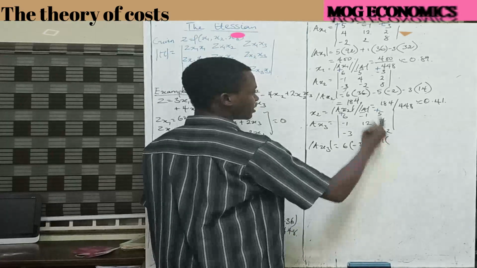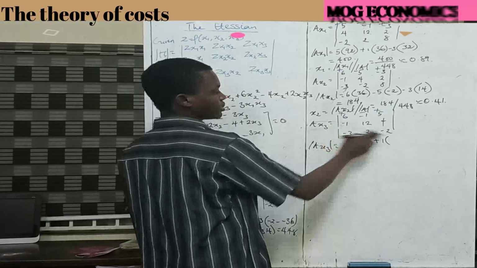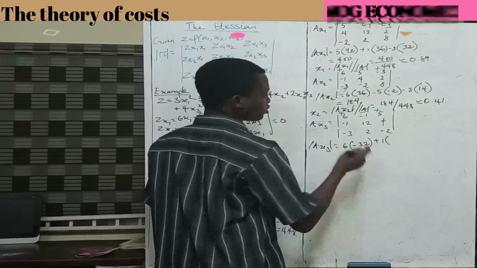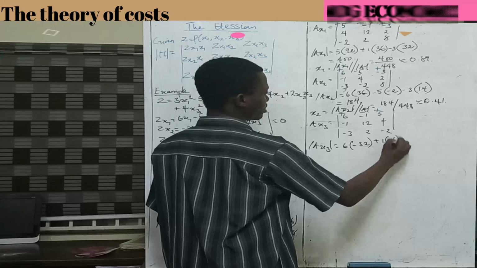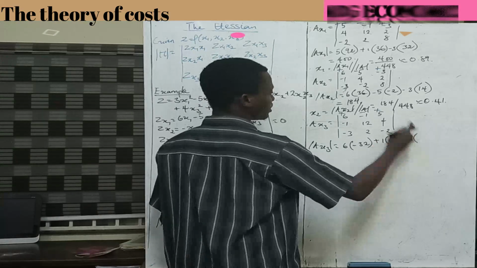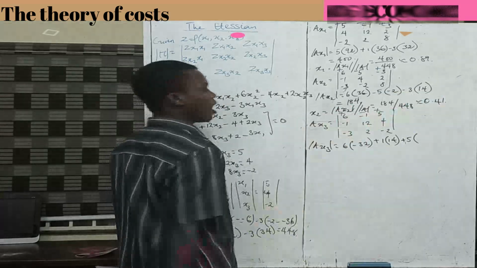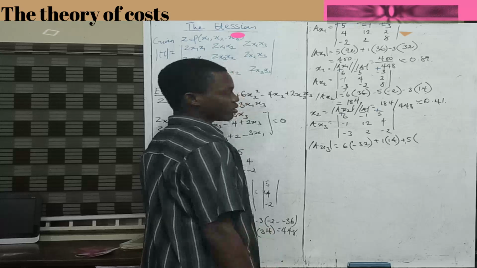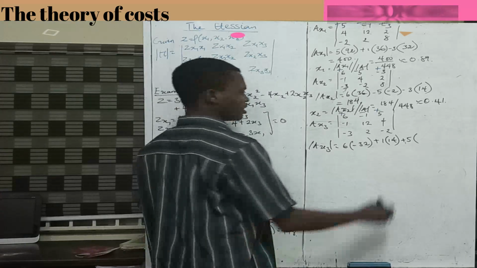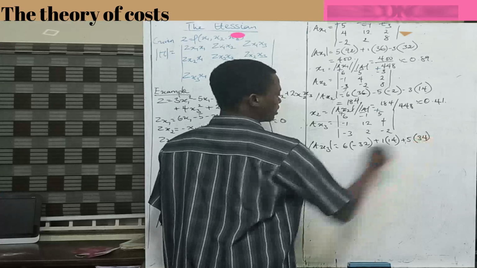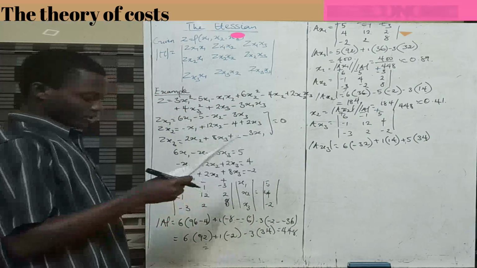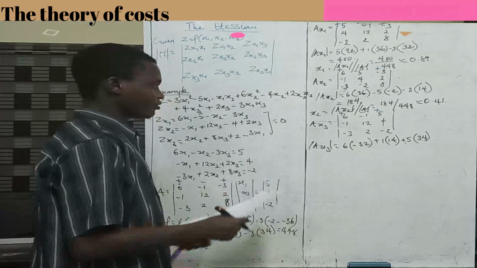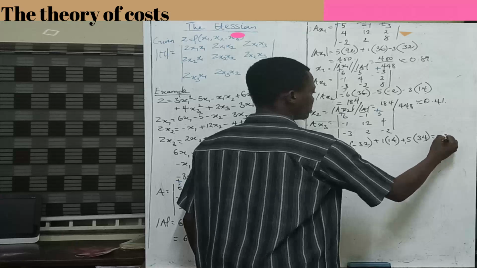Then plus 1 into bracket minus 1 times 2, that's minus 2, and minus 2 minus minus 12, that's 14, right? Then plus 5 into bracket minus 2 minus minus 36, that's 34. So now let me cross check. 6 into bracket minus 32, 1 into bracket 14, 5 into bracket 34. So the answer here is minus 8.